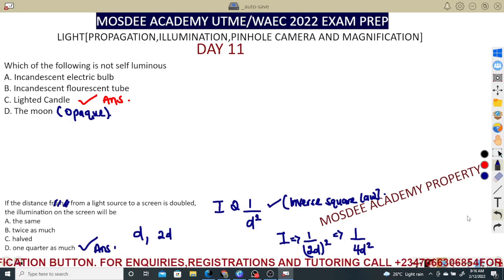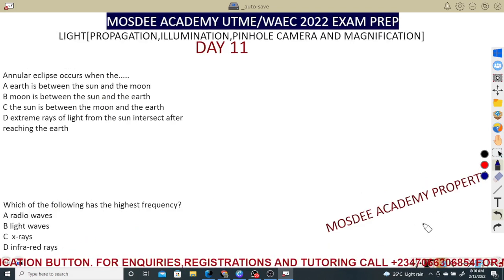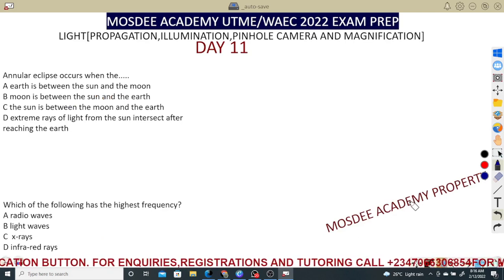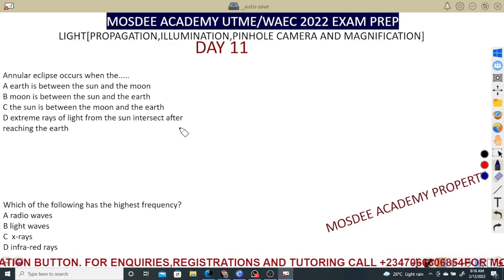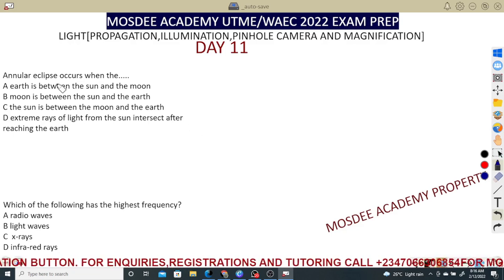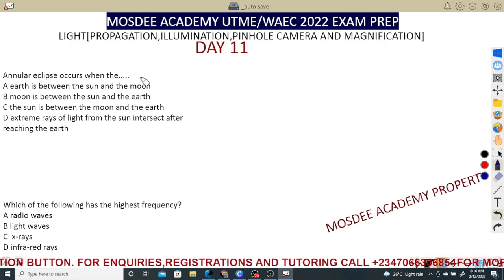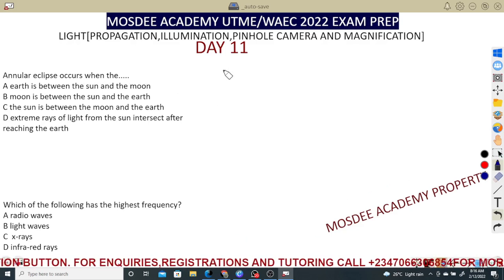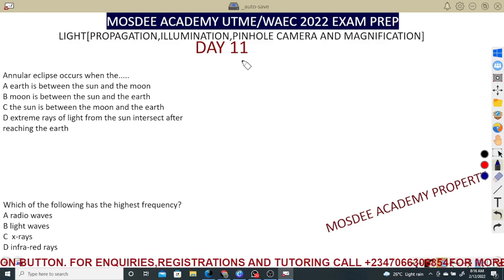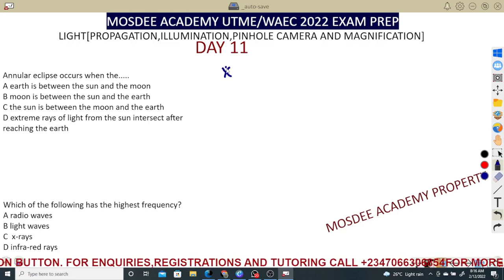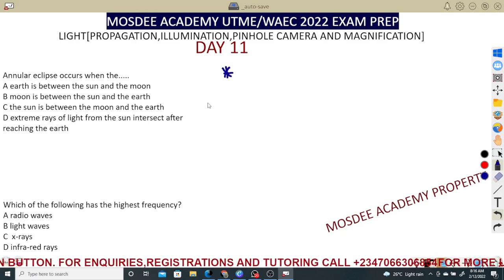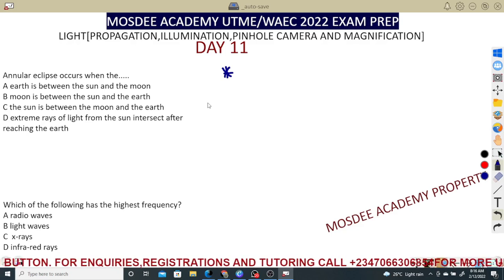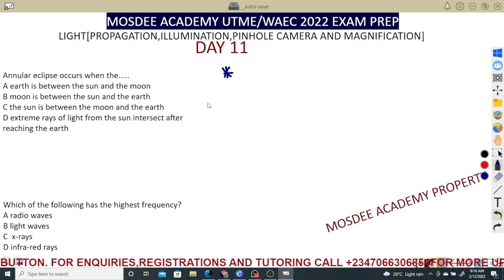The next question for today is going to be in the next slide. Fine. This is question number 7, I guess. An annular eclipse occurs when the dash. Now, about solar, lunar, and annular eclipse, which are the types of eclipse we talk about. We are just talking about when light traveling on a straight line is being blocked by an obstacle.